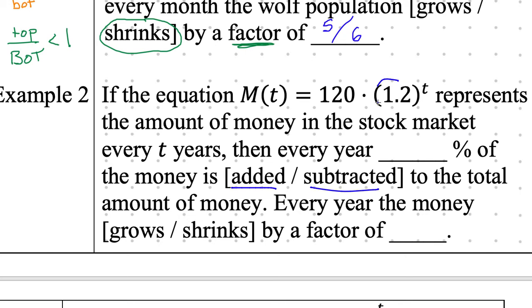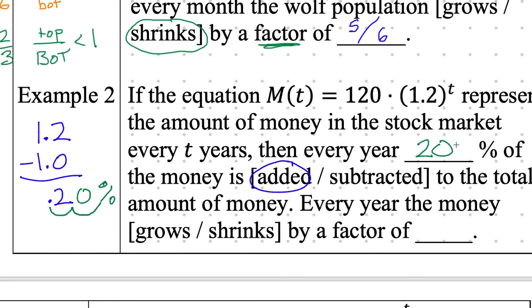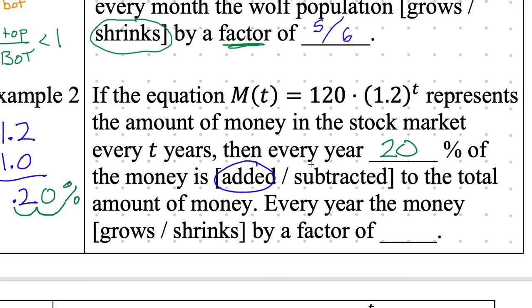What are we doing? Is this bigger or less than 1? Well, it's bigger than 1, Mr. Sindel. It's 1.2. It's 0.2 bigger than 1. So if it's bigger than 1, it's therefore being added. We're adding to 1. We're always comparing to 1. And then how much are you adding to 1? Well, I'm adding 0.2 to 1. And this is another way, the long way of saying, okay, I have the factor of 1.2. I subtract 1.0. I get 0.2. And then from there, I need to move the decimal once and twice. So that means I actually have 20%. So every year, 20% of the money is added to the total amount of money.